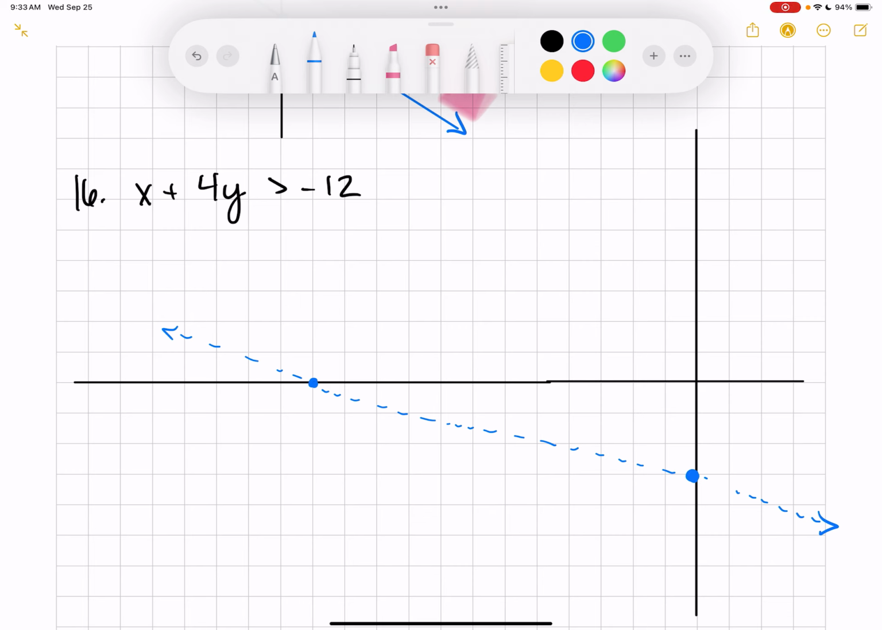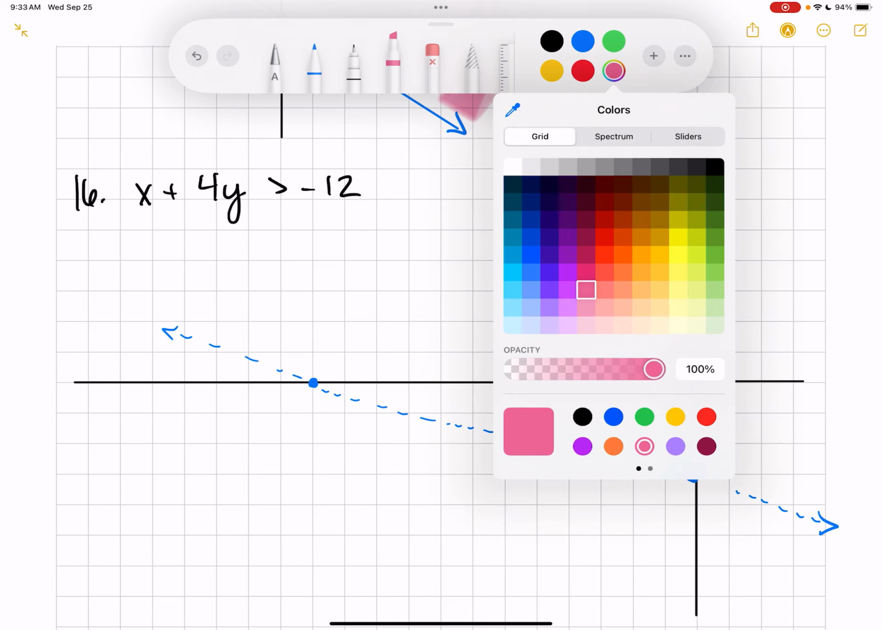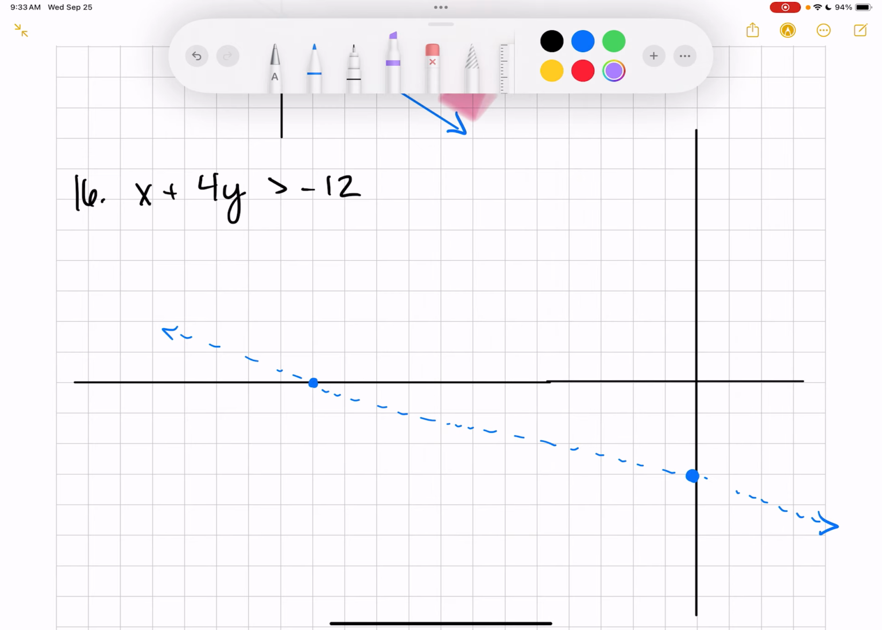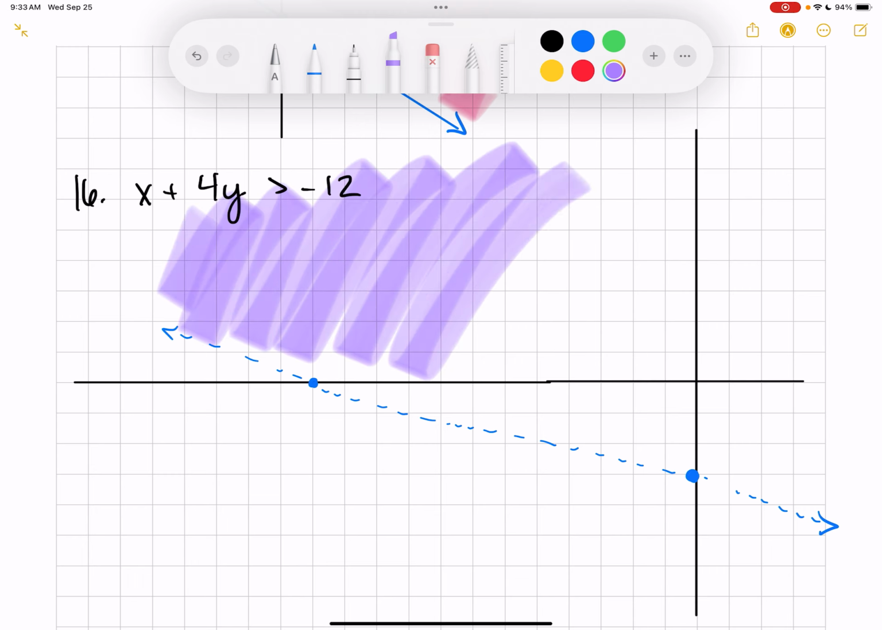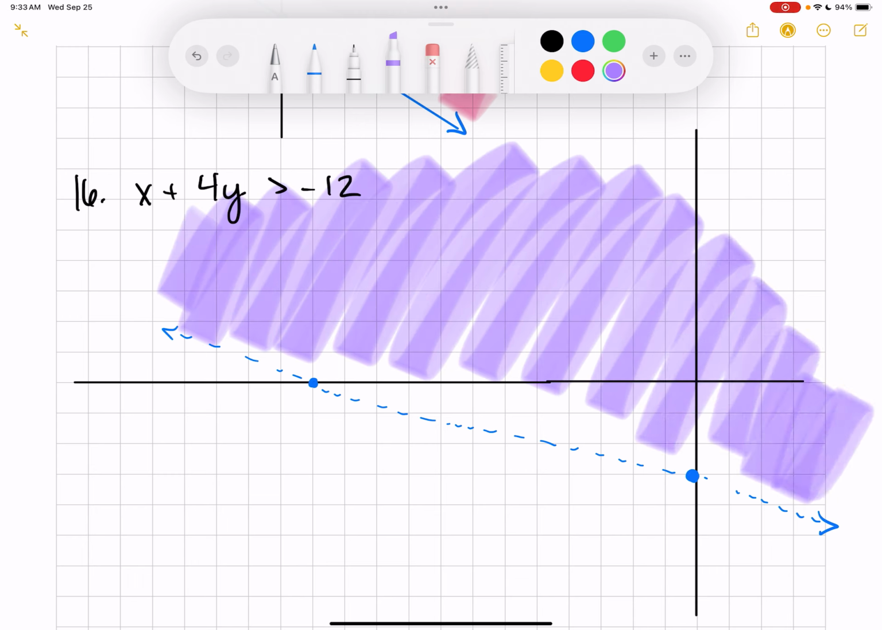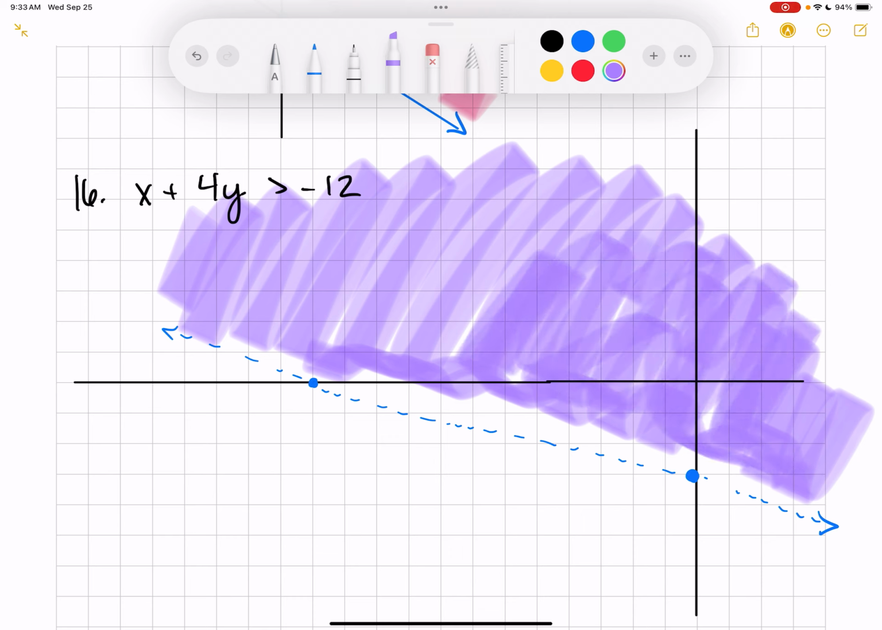Alright, where am I shading? Up. It's weird. I've literally sat here since the beginning of the year. If it was x minus 4y, wouldn't we be shading on the bottom because we had to subtract or divide by a negative?